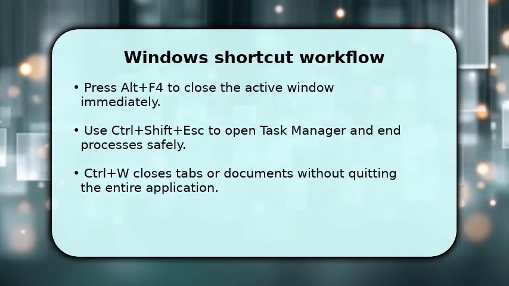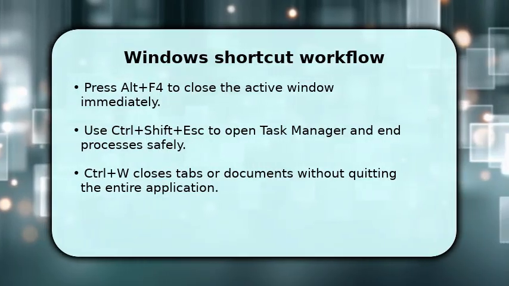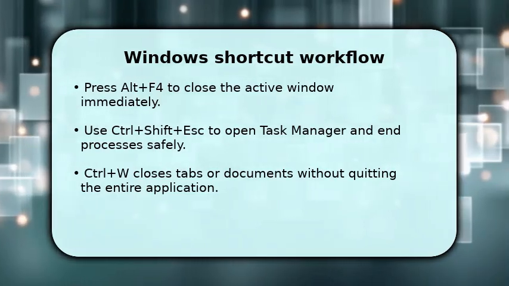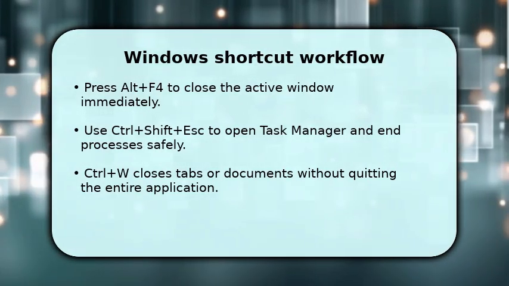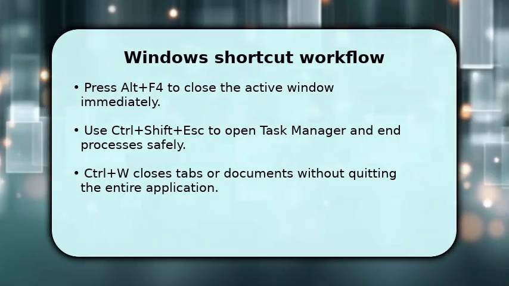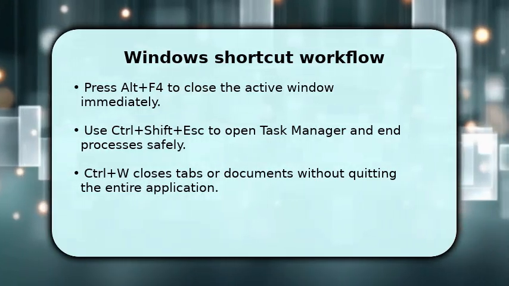Press Alt plus F4 to close the active window immediately and save time. If an app is unresponsive, press Control plus Shift plus ESC to open Task Manager fast. In Task Manager, find the app and click End Task to force termination. Use Control plus W inside many apps to close the current tab or document only.